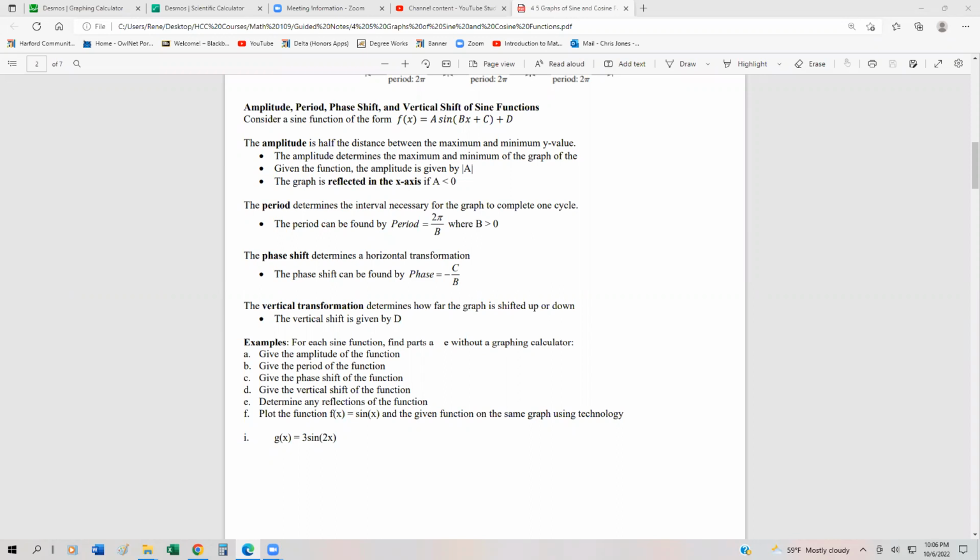All right, so let's say that we have a sine function of this form. A, B, C, and D are going to be coefficients, or just constants, that are going to try to shift this function and change things around. So, four characteristics that we're interested in. First of all, the amplitude. The amplitude just tells us how high and how low the function goes. Basically, it determines the max and the minimum of the graph of the function.